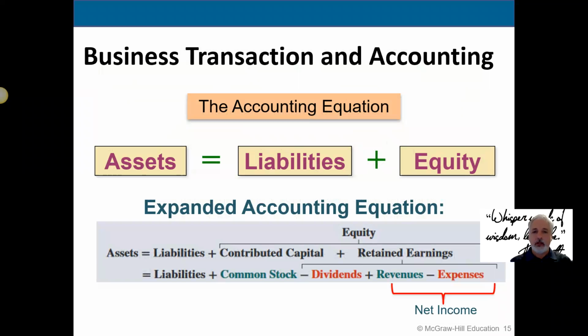So let's review the accounting equation. We have assets equals liabilities plus equity. You should be getting comfortable with those terms. And notice equity is a combination of common stock and retained earnings, which is defined as revenues minus expenses, net income, minus dividends, gives you retained earnings. Common stock is usually for a corporation; contributed capital is usually for a sole proprietorship, sometimes partnership. But bottom line, this is where revenues and expenses fit in.